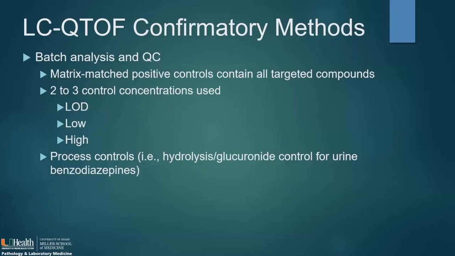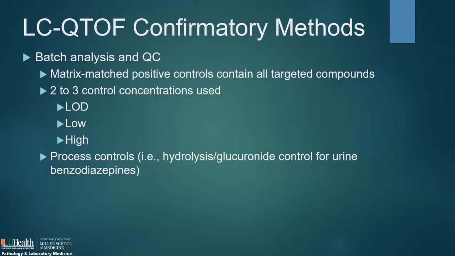So for our LC-QTOF confirmatory methods, we have a little bit different. We still use the matrix matched positive and negative controls, but these must contain all targeted compounds because this is a targeted method. We have 2 to 3 control concentrations that we use. We have our LOD sample, which is also sometimes our low control, but we might also have a separate LOD sample and a separate low control, which again cannot be more than 3 times the LOD concentration. And then we have a high control, which does vary between the methods in the matrix. However, it's usually something like 10 to 20 times greater than the LOD or the low control.